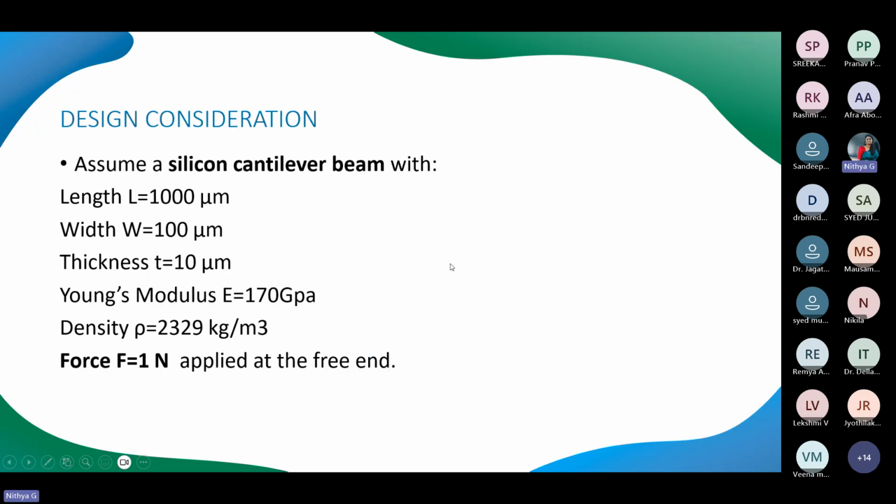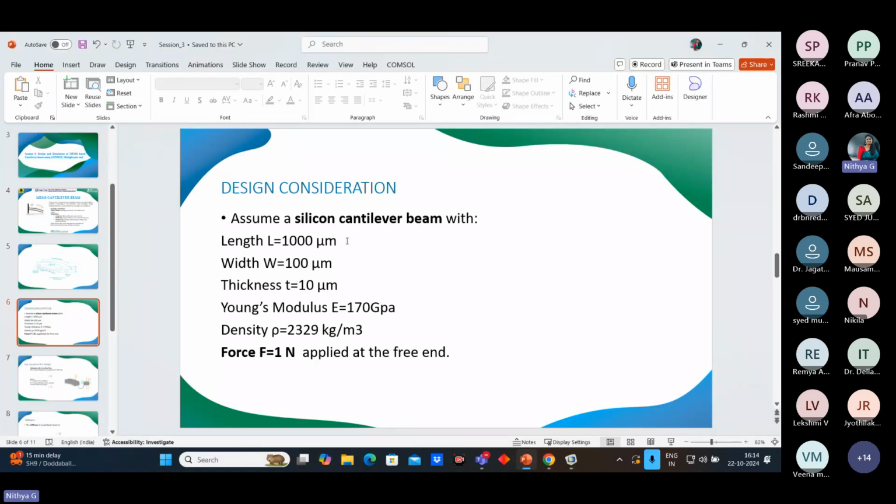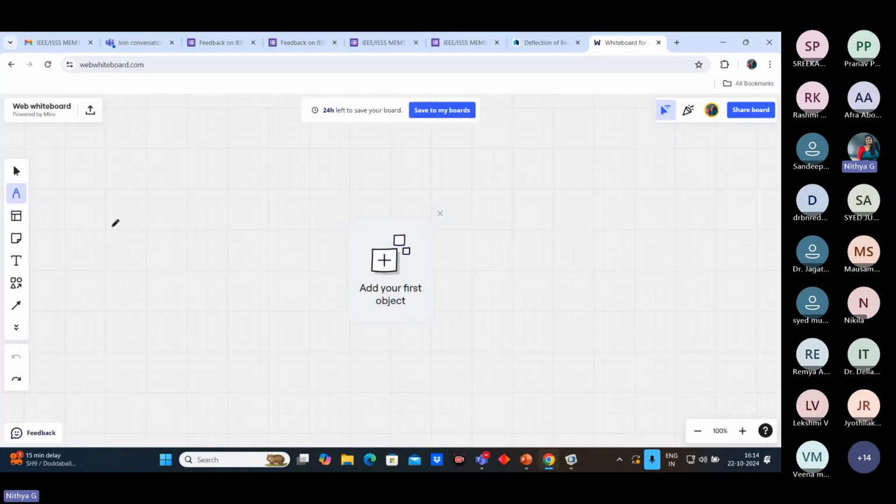So we will understand how to design a MEMS cantilever beam. For that, I have taken a design consideration. I have considered my cantilever beam to have a length equal to 1000 micrometer, width of the cantilever to be 100 micrometer, and thickness of the cantilever to be 10 micrometer. If we have to visualize it, then the cantilever beam is rectangular shaped.